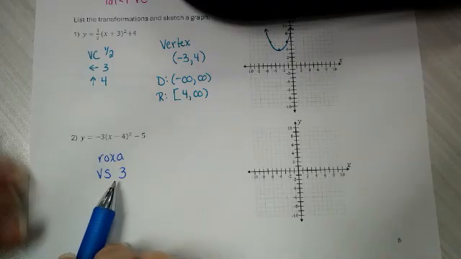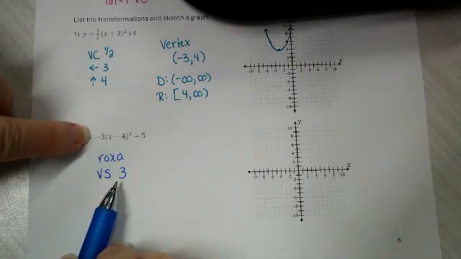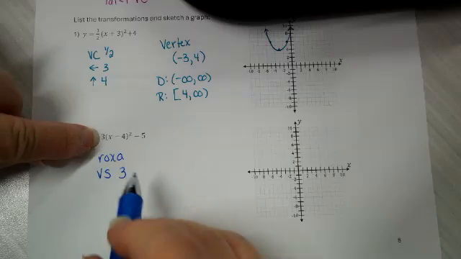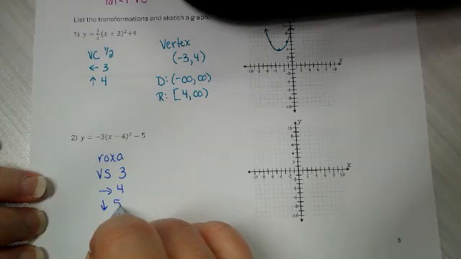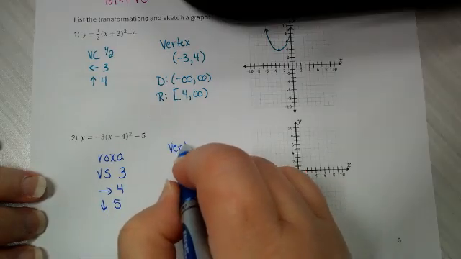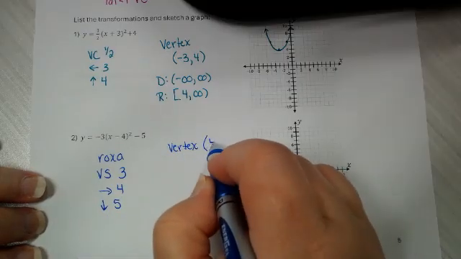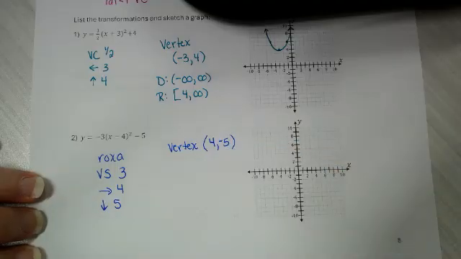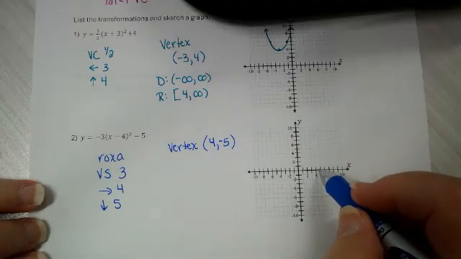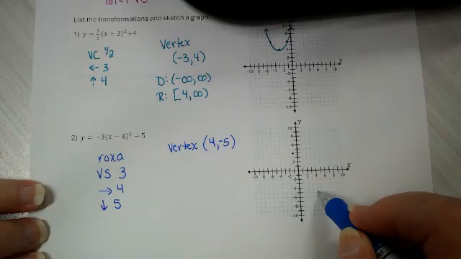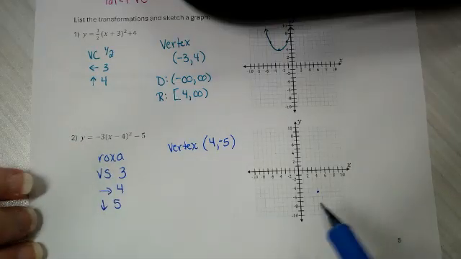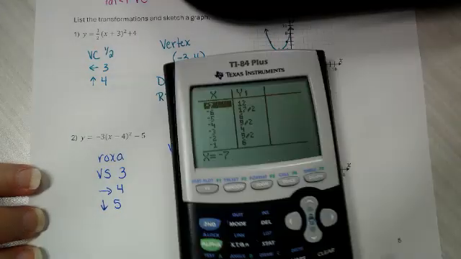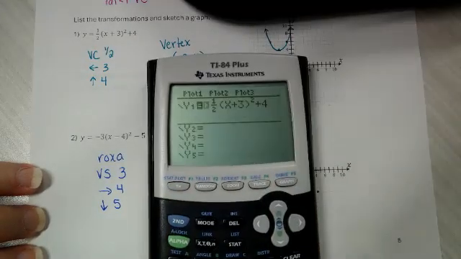Remember, when you take the vertical stretch, the negative has already been dealt with, so it's just the 3. That 4 means right 4 and then down 5. So I know that my vertex of this graph is at 4, negative 5, right here. And I do know that it's going down because it was a reflection. So let's plug this into the calculator and we'll pull some points off of our table.